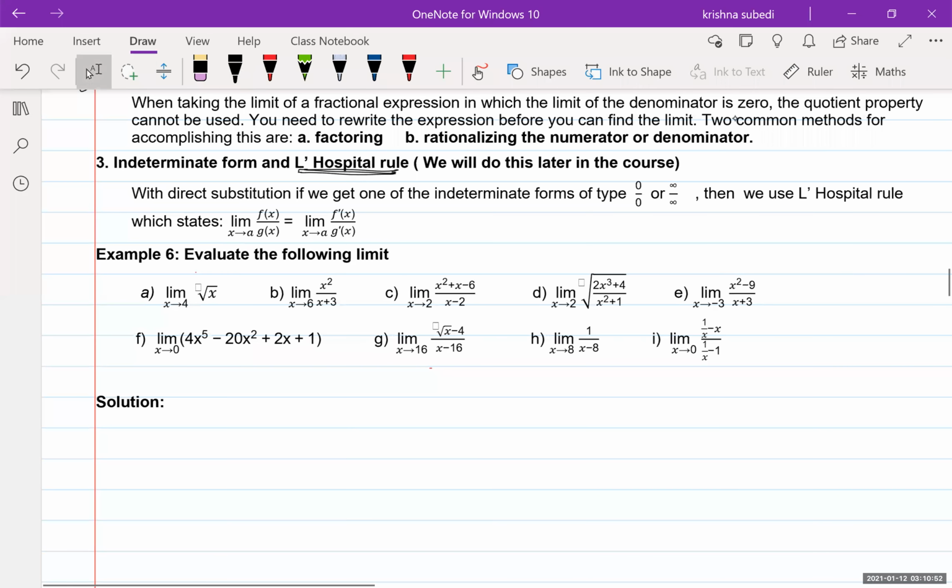Now, example 6, let's try a few of the questions here. Let's try from part A. Limit x tends to 4 of square root x. So what you do is you first plug in the value directly if possible. Yeah, we got it. 2, that's it.